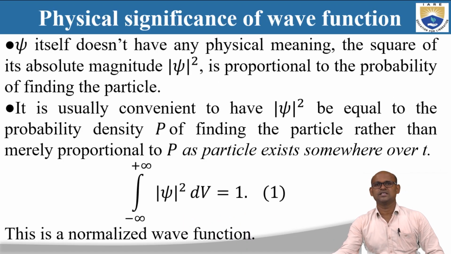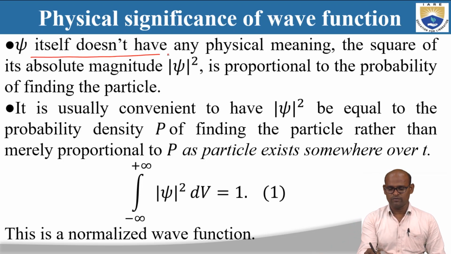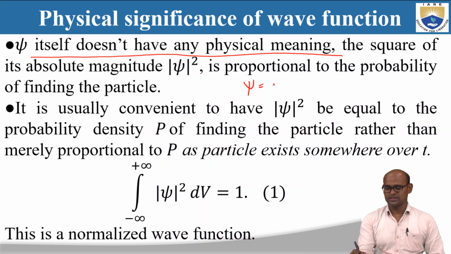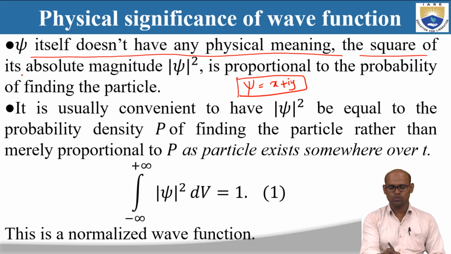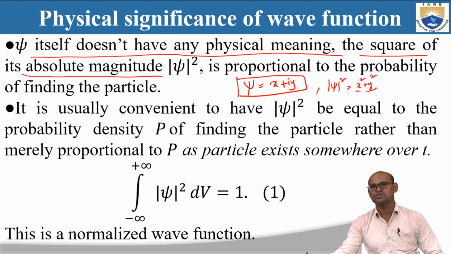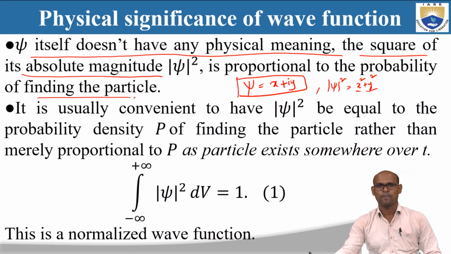So what is its physical significance? The physical significance of the wave function is that psi itself doesn't have any physical meaning, because psi is a complex quantity, a plus ib or x plus iy. It has both real and imaginary parts, so by calculating psi itself you cannot tell anything because it's a complex number. Instead, we calculate the square of its absolute magnitude, mod psi square, which is x square plus y square. Mod psi square is a positive quantity and it is proportional to the probability of finding the particle.